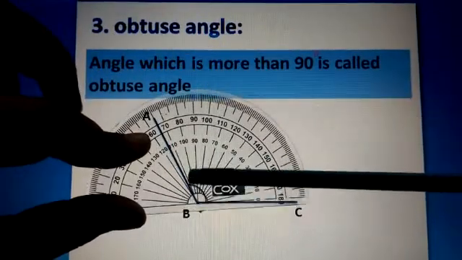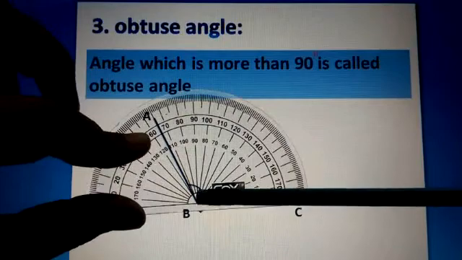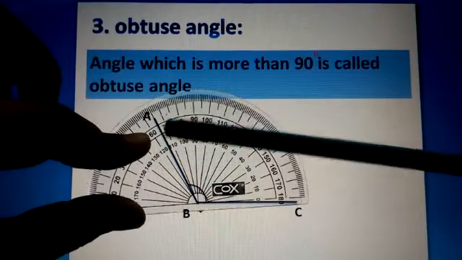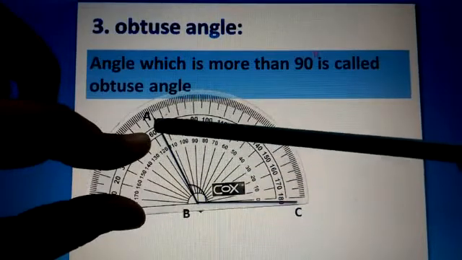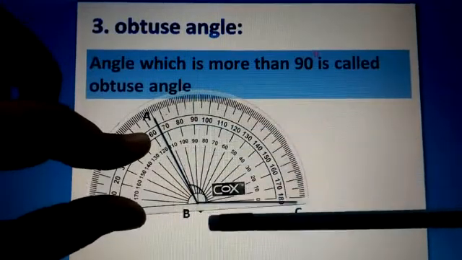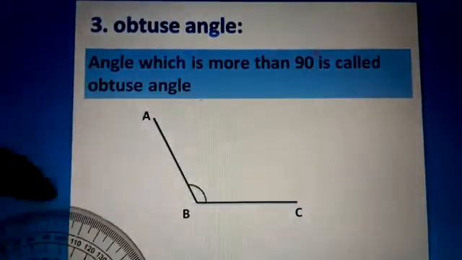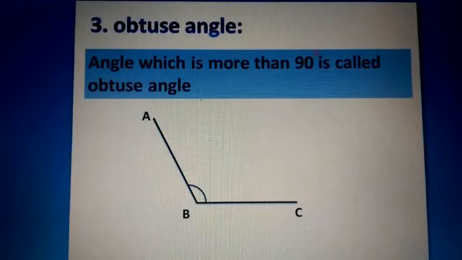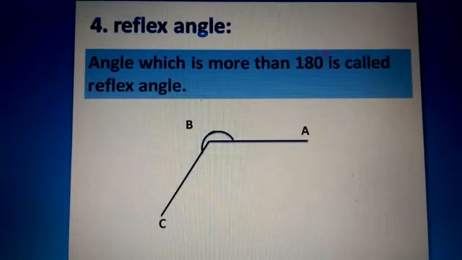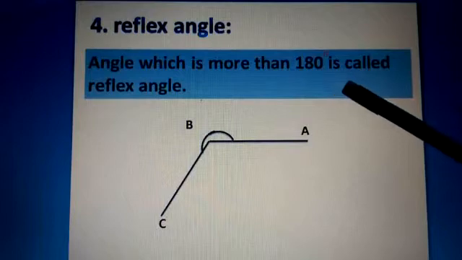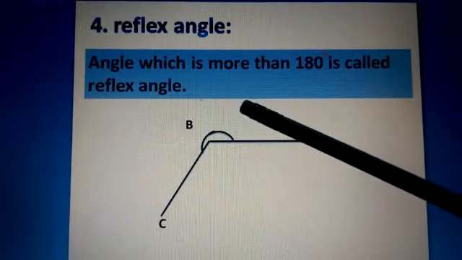This angle is greater than 90 degrees because 90 degrees lies at the center and this line is above 90 degrees, so we can say this angle is more than 90 degrees, so it is an obtuse angle. Done class? Our next question is, what is a reflex angle? An angle which is more than 180 degrees is called a reflex angle.